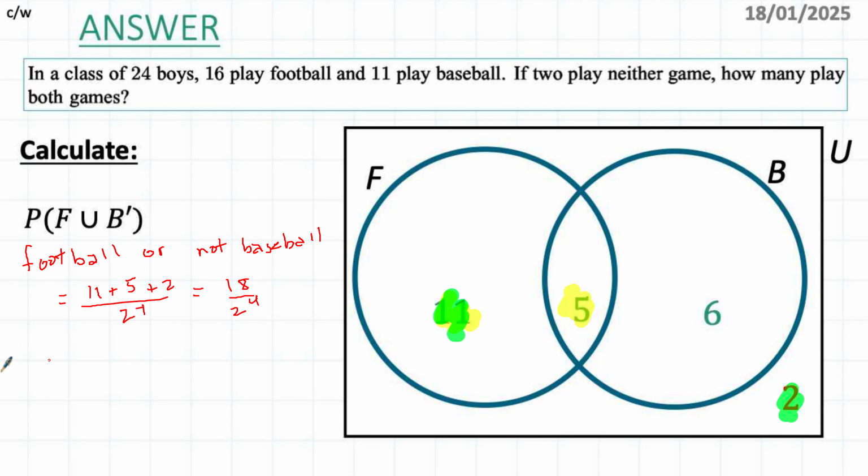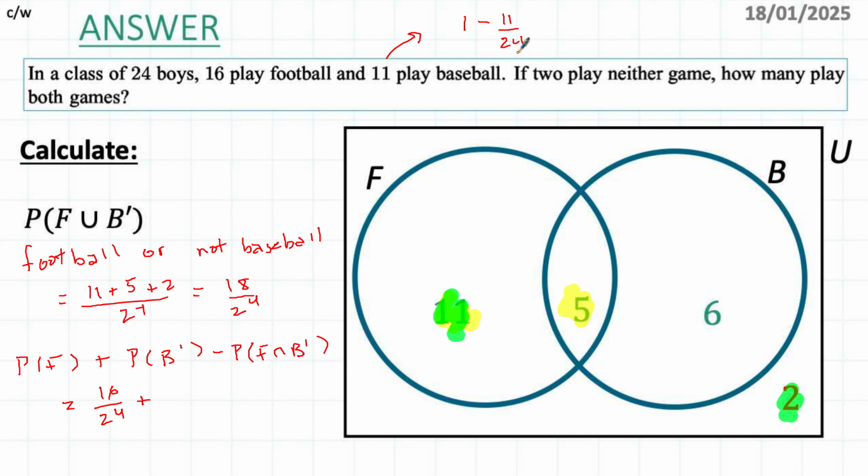You can also do it mathematically again if you want to. So using the addition rule, the probability of F plus the probability of B complement minus the probability of F intersect with B complement. So the probability of football would be 16 over 24. The probability of not baseball would be the complement, so 1 minus 11 over 24.